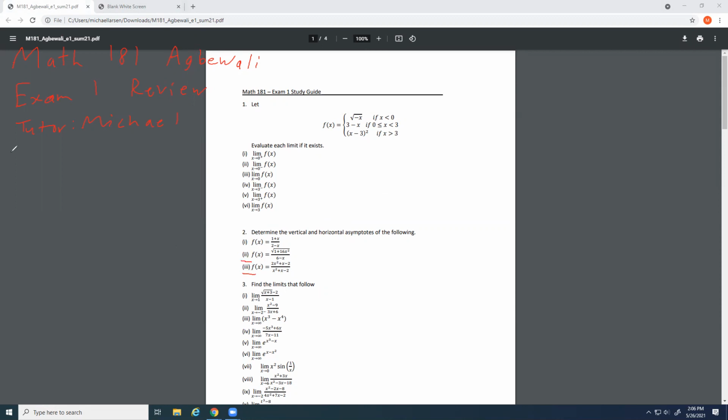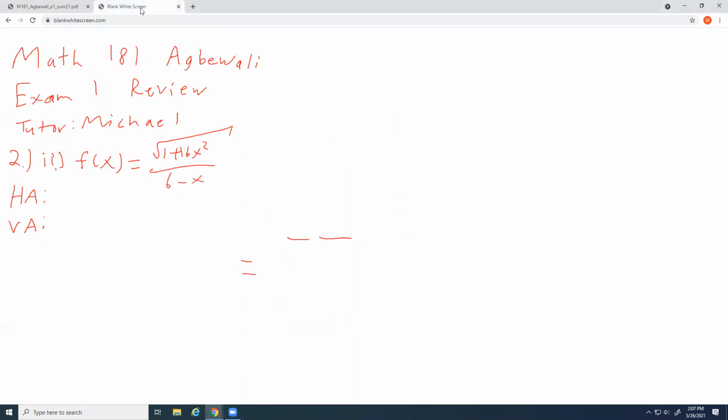So let me write down 2. We want to determine the vertical and horizontal asymptotes. And our function here is f of x equals the square root of 1 plus 16x squared, all divided by 6 minus x. We want to find horizontal asymptotes and vertical asymptotes. All right, cool. With that in mind, I'm going to switch over to here, so it's a little easier to see.